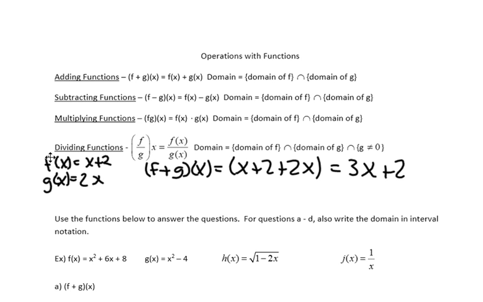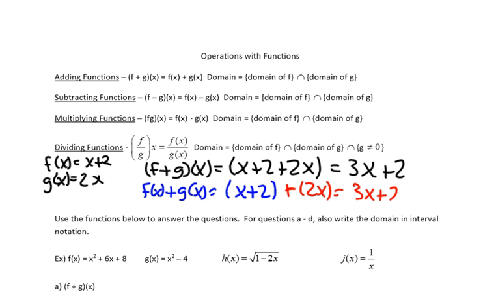Now, if I use the other side, that's f of x plus g of x. Well, f of x is x plus 2. I'll do it in a different color for g of x. That's 2x. Really don't need the parentheses, but I'll use them here. And it's exactly the same thing, 3x plus 2. And I can do similar examples with subtraction, multiplication, division also.